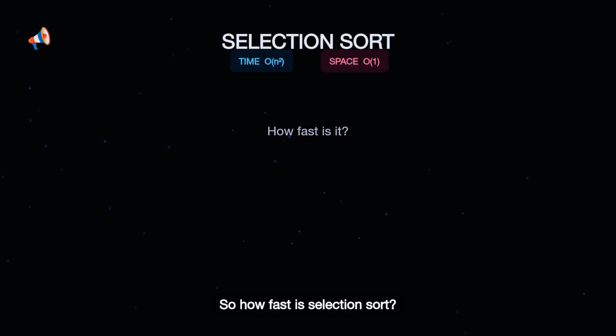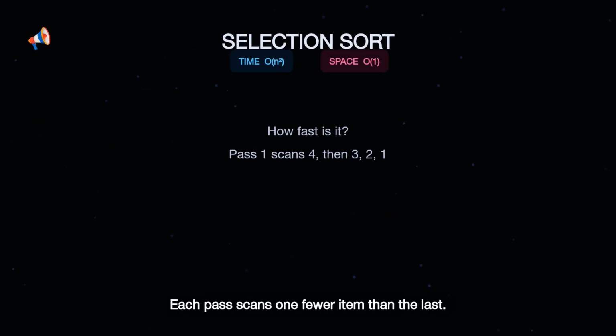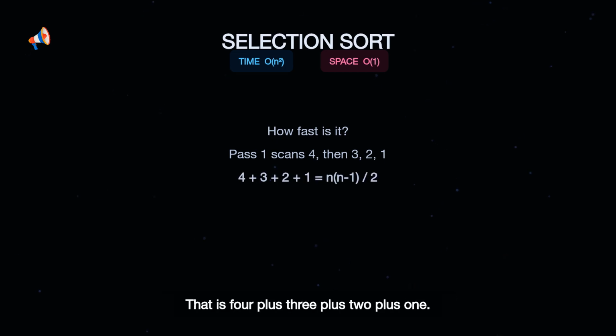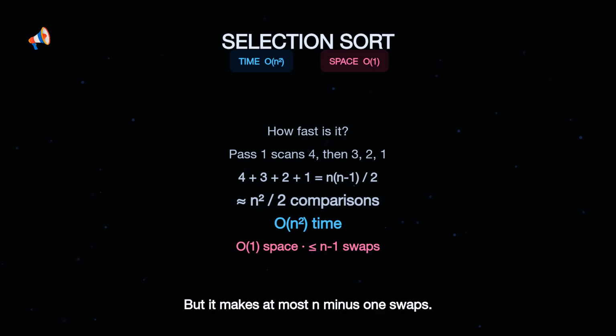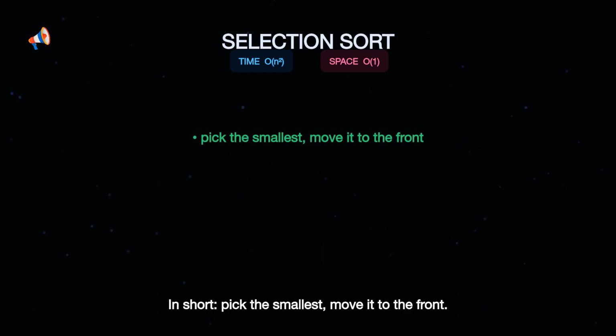So how fast is selection sort? Each pass scans one fewer item than the last. That is 4 plus 3 plus 2 plus 1, which is about n squared over 2 comparisons. So selection sort also runs in order n squared time, but it makes at most n minus 1 swaps.